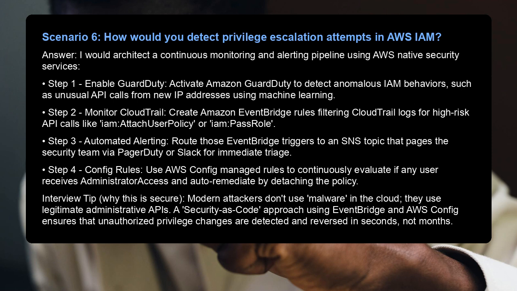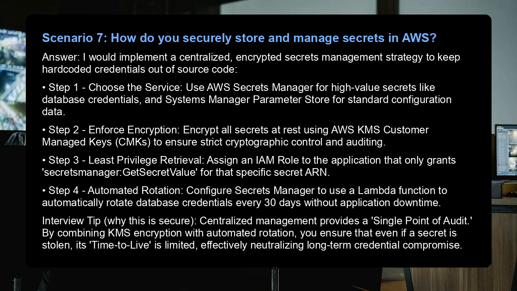Interview tip. Why this is secure. Modern attackers do not use malware in the cloud. They use legitimate administrative APIs. A security-as-code approach using EventBridge and AWS Config ensures that unauthorized privilege changes are detected and reversed in seconds, not months.